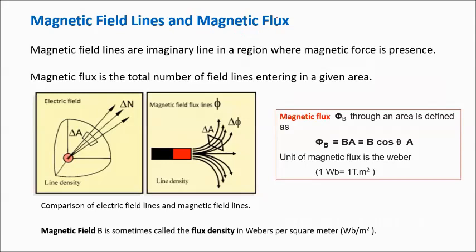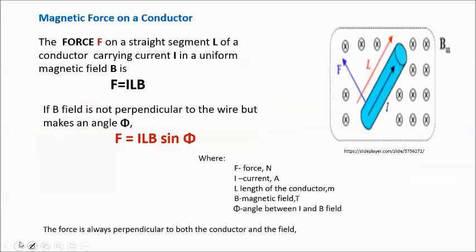So to compute for the magnetic flux, where magnetic flux is the total number of field lines entering in a given virtual area, flux is B times A, or magnetic field times area, or B times A cosine of the angle. To compute for magnetic force on a conductor in the presence of magnetic field, F is equal to ILB sine of the angle, where the angle is the angle between I and B, or current and magnetic field. So the force is always perpendicular to the conductor and the field.